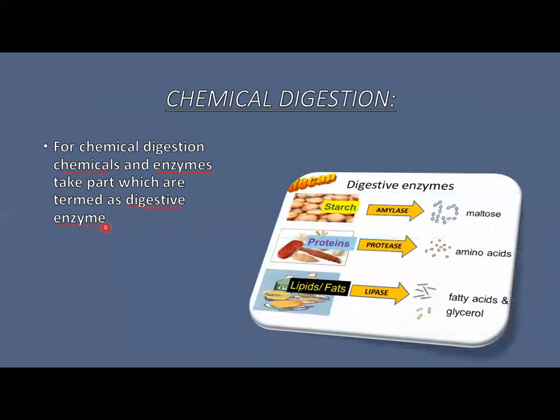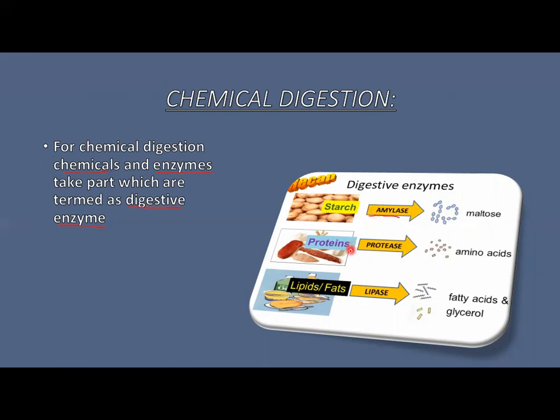Now look here. What are the digestive enzymes? Suppose the food that we eat usually comprises starch, proteins, and lipids. If you want to break down starch into a smaller form, maltose, which enzyme will help you in this process? Amylase. If you want to break down starch into maltose, the soluble form of starch molecules, amylase is the enzyme that helps you in this process. So this is called chemical digestion.